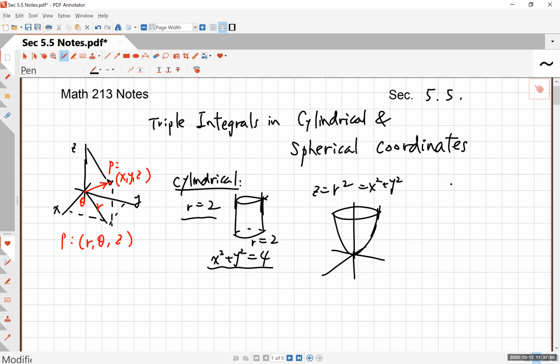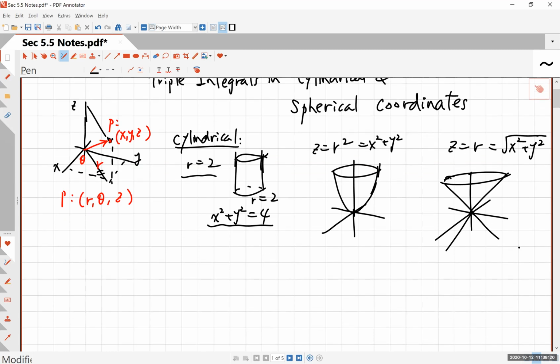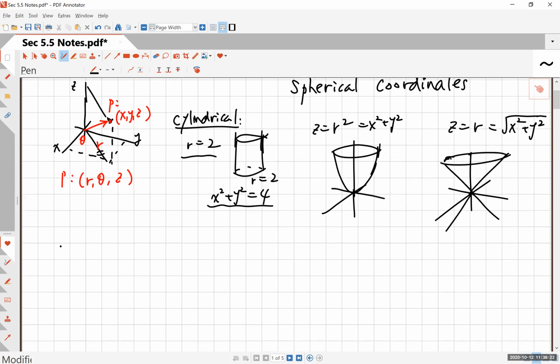Okay. If z is equal to r, then what we are saying is z and this length r are the same, and so you could expect a cone, and that is exactly what you will see. It's a 45-degree cone like this. Sometimes you allow r to be negative, and sometimes not. If r can be negative, I guess you can make this in the other direction as well. Okay, so let's go ahead and jump right into a triple integral, right?